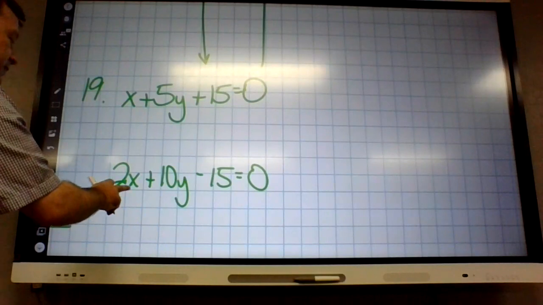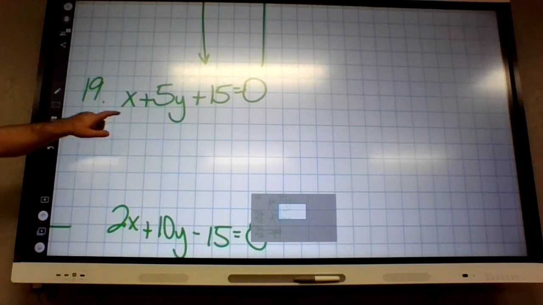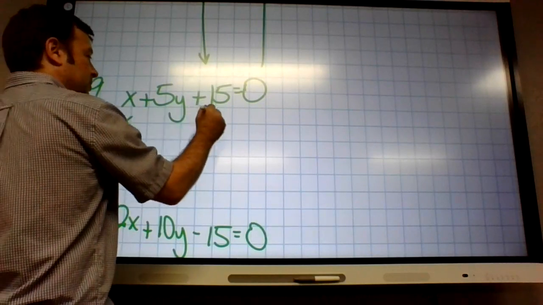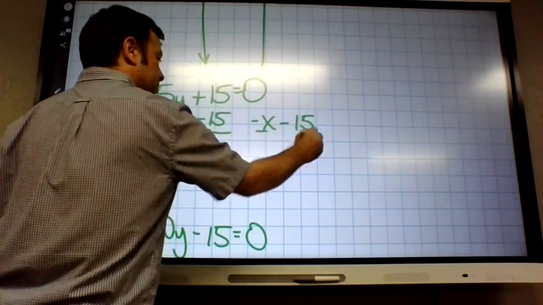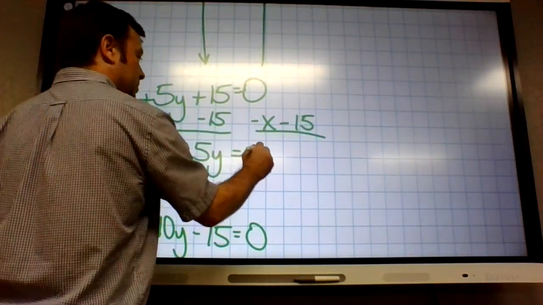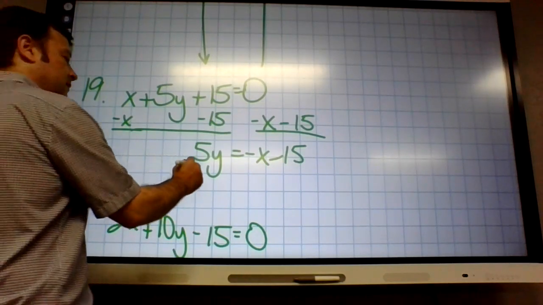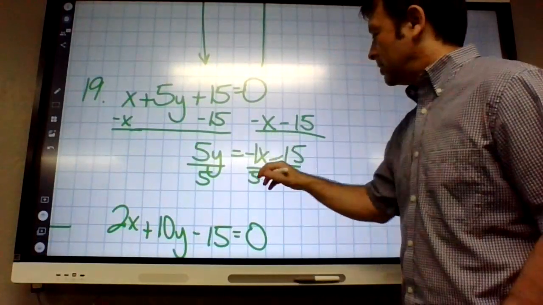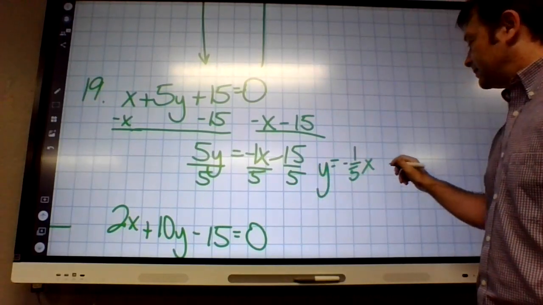Alright, what should I do first on 19? These are kind of weird looking. Okay, still got to solve for y, so I'm going to minus x, and minus 15. I'm going to do it all at once. Minus x minus 15. Divide by 5. You get negative 1/5 x. So y equals negative 1/5 x, negative 15 divided by 5.